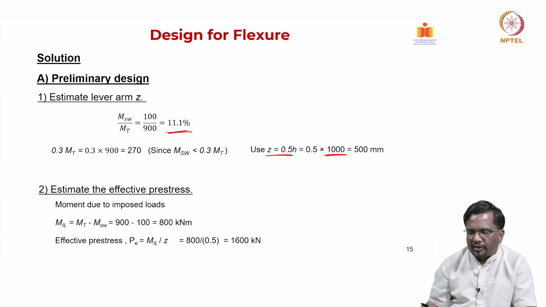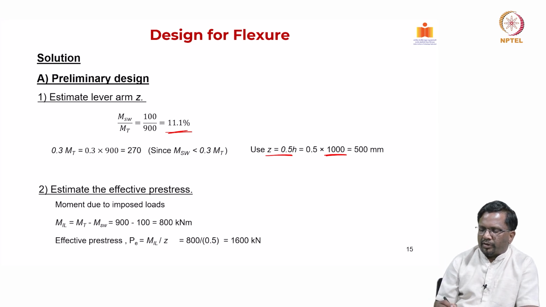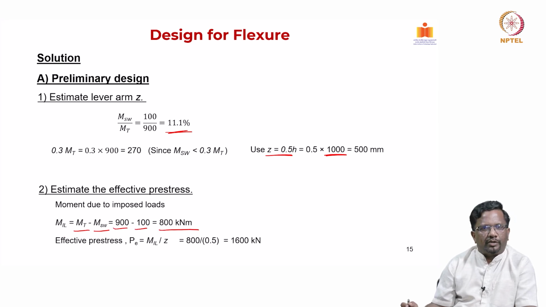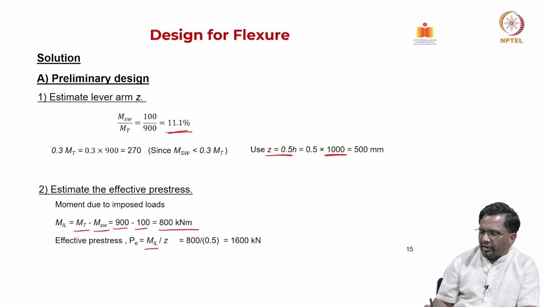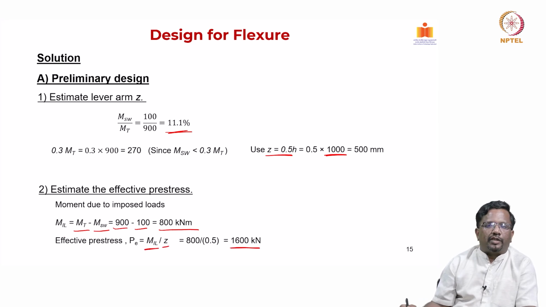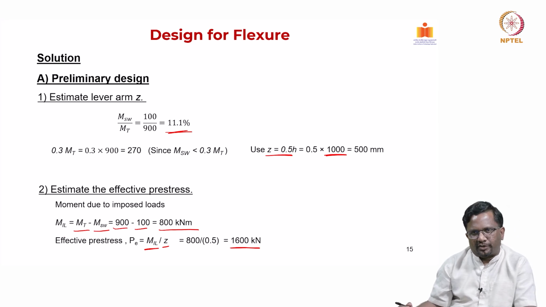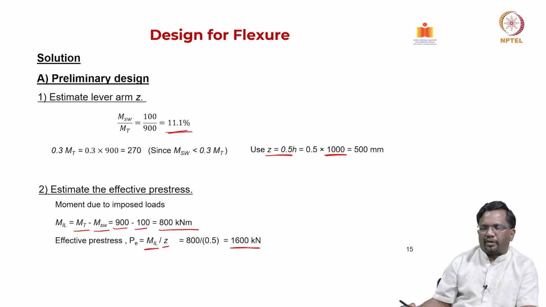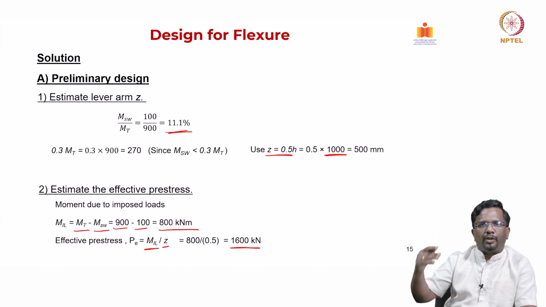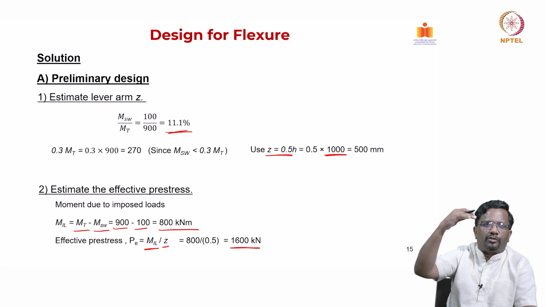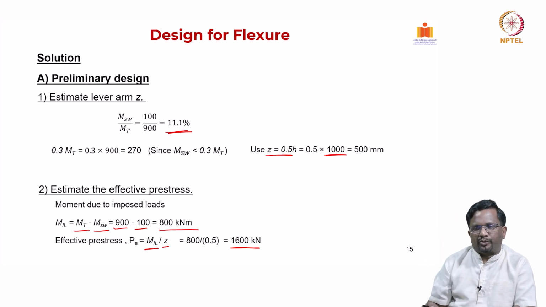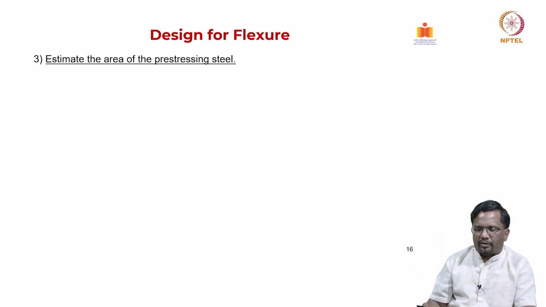Now, let us calculate the effective pre-stress. What is the moment due to imposed load? Total moment minus self-weight moment. So, it is going to be 900 minus 100, which is going to be 800 kilonewton meter. Now, effective pre-stress is going to be the imposed load moment divided by the lever arm. So, 800 by 0.5 is 1600 kilonewton. So, at the end of this, we calculated the effective pre-stress, because as we have seen in the preliminary design, if your self-weight moments are lesser, you use only the moment due to imposed loads, right. That is what we have done.